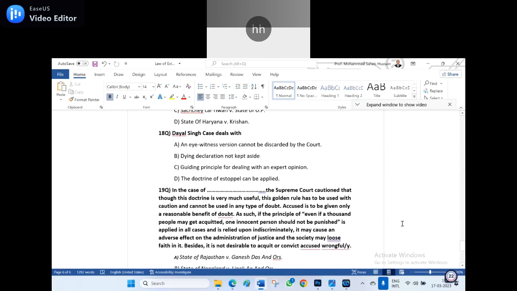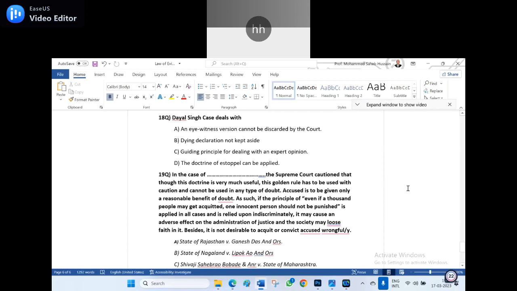Even if 1,000 people may get acquitted, one innocent person should not be punished. That is based on the criminal principle of proof beyond reasonable doubt. If it is applied in all cases and relied upon indiscriminately, it may cause an adverse effect on the administration of justice and society may lose faith in it. Besides, it is not desirable to acquit or convict an accused wrongfully.